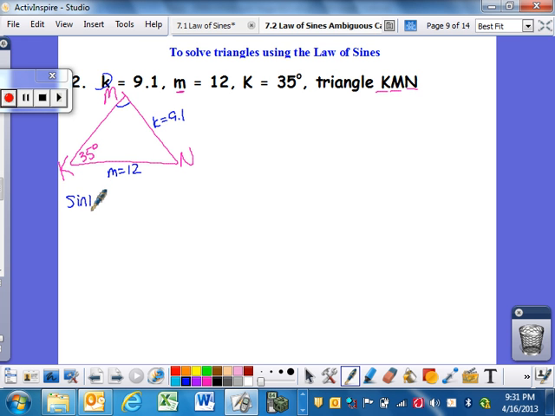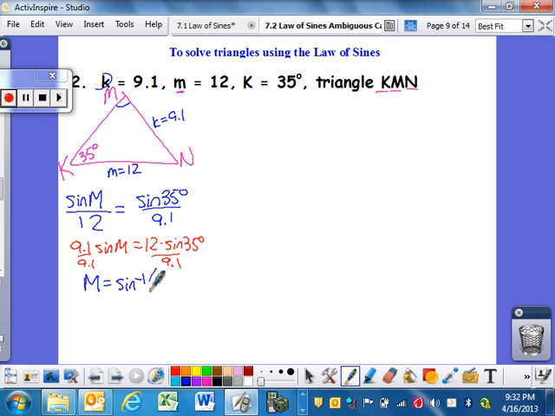So I'm going to say sine of angle m divided by 12 is equal to sine of k, I'm given both pieces of information of, so sine of 35 over 9.1. And now I'm going to cross multiply. So you guys, it's the law of sines. You can go through this yourself. So 9.1 sine of m equals 12 times sine 35. And divide 9.1 out. And then actually take the sine inverse as well. Okay? So I'm just going to do this all at the same time. So m equals the sine inverse of 12 sine 35 divided by 9.1. And you should end up getting that m equals 49.1.